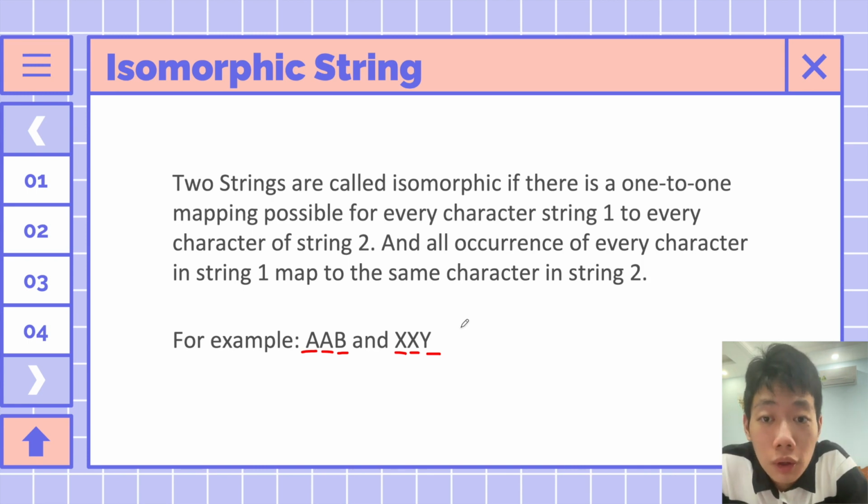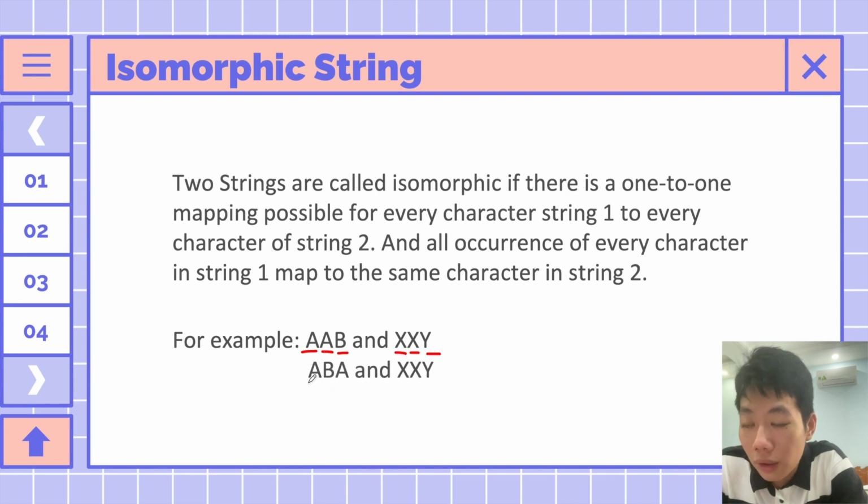Let's move to the next example. I have these two strings, ABA and SSY. The character A here is mapped to S, and the character B here mapped to S is impossible, because the character S is already mapped with A, so we cannot map it to another character. So these two strings are not isomorphic.